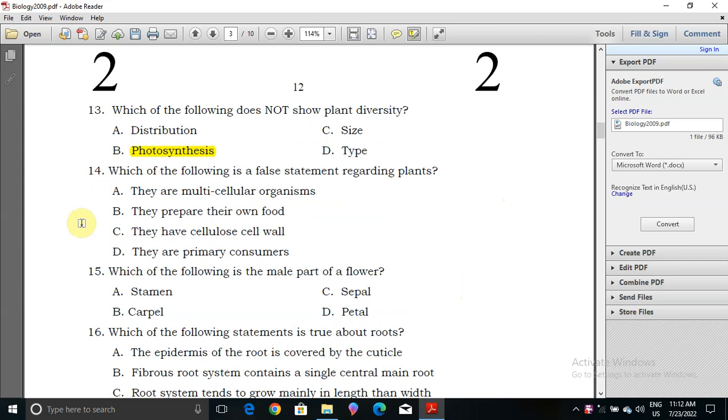Now, they are multicellular organisms. They prepare their own food. They have a cellulose cell wall, or they are primary consumers. The correct answer, the false statement regarding plants, will be they are primary consumers. No, they are herbivores.